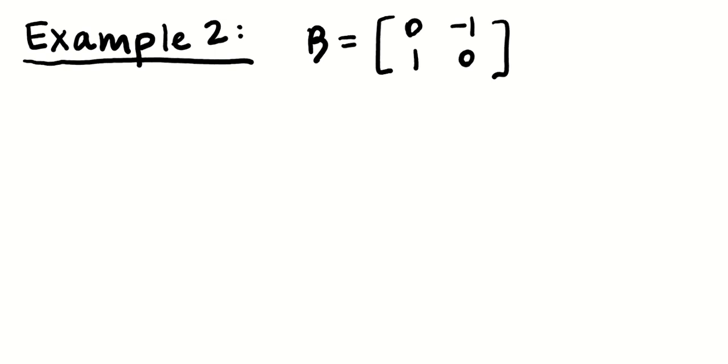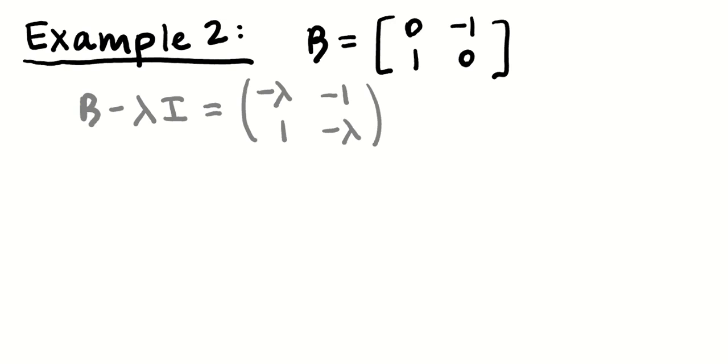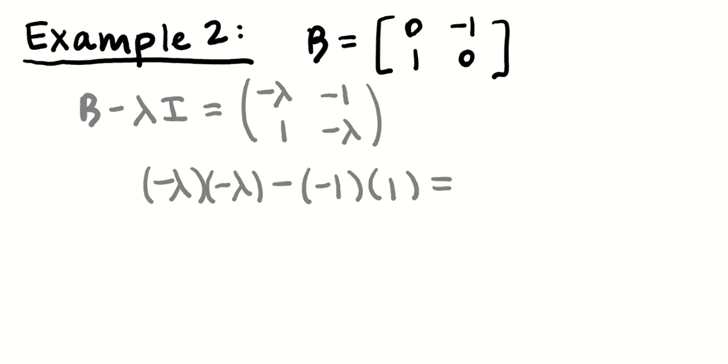But let's investigate this with the same technique that we did before. B minus lambda times the identity is going to be negative lambda, 1, negative 1, and negative lambda. The thing that I need to be equal to 0 in order for B minus lambda I to be singular is negative lambda times negative lambda minus negative 1 times 1. I need that to be 0, but I could clean this up and say that's lambda squared plus 1 is equal to 0.